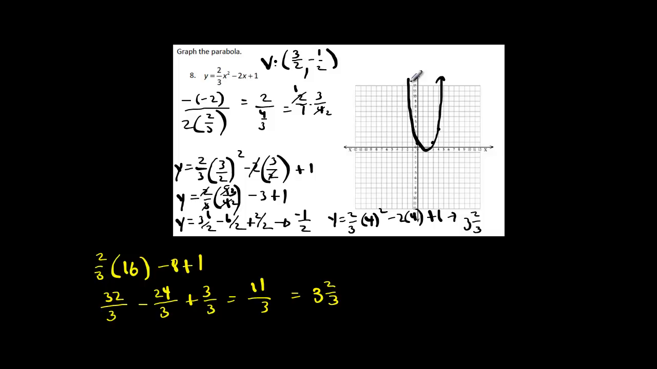That's a little better. So there's your graph. Number 9, graph it in vertex form. So we're going to need to find the vertex. The opposite of b over 2a is -6/4, which is -3/2.